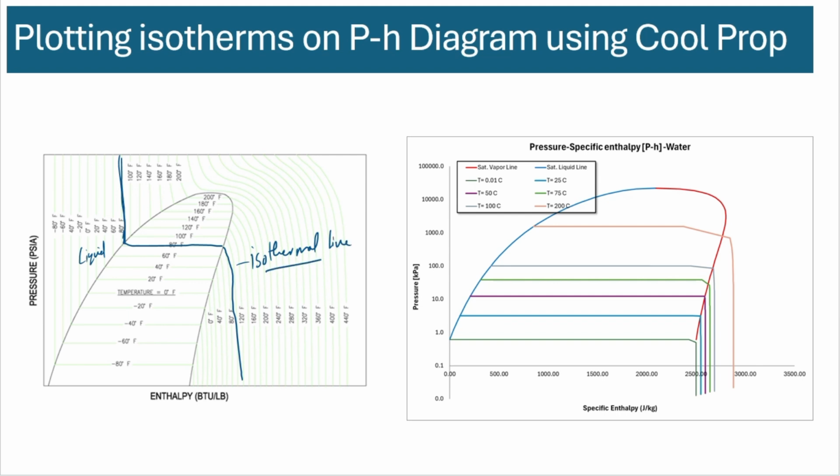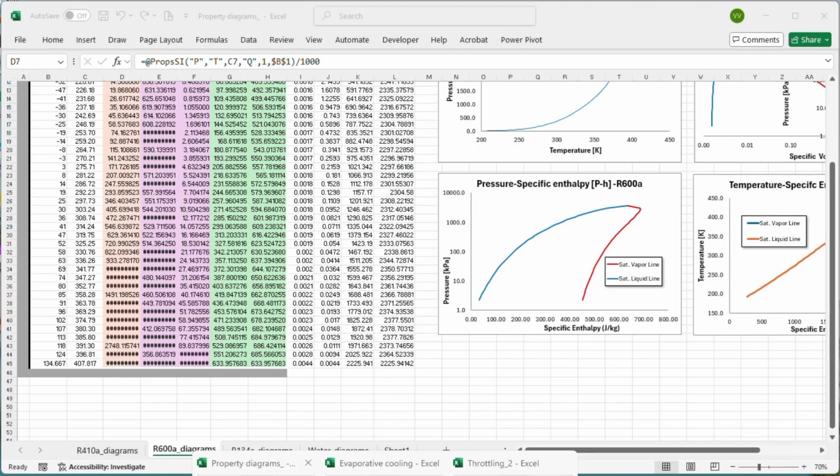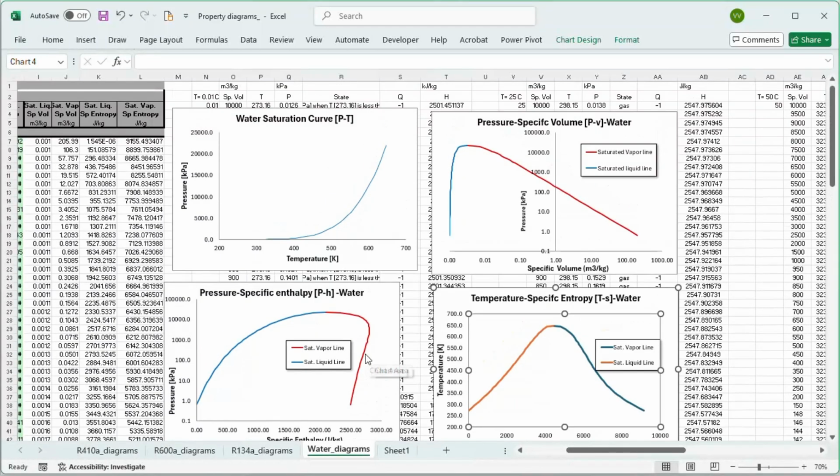So if you have a pH diagram and you know where your refrigerator is operating between two temperatures, then you can look at those isothermal lines and create your thermodynamic cycle accordingly. So we'll try to calculate this using CoolProp, and this is an example of a pH diagram for water with isothermals at these temperatures plotted using CoolProp. So let's open the property diagrams, go to the water diagrams.